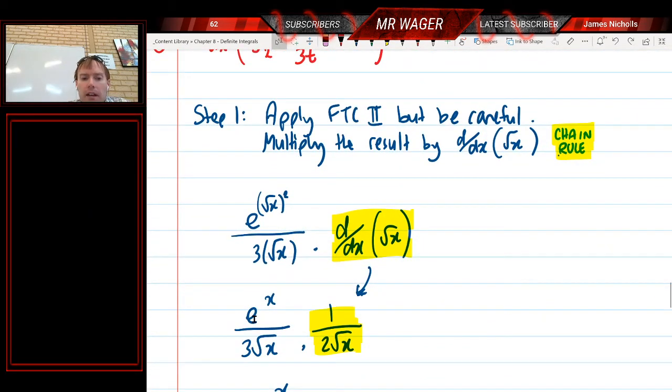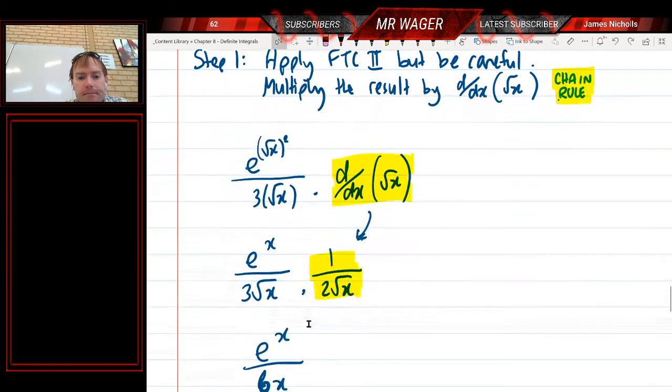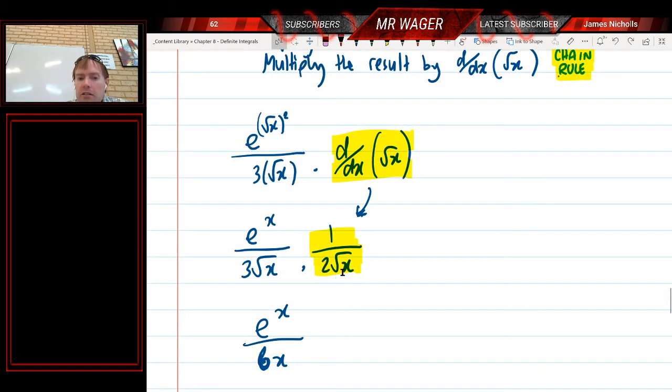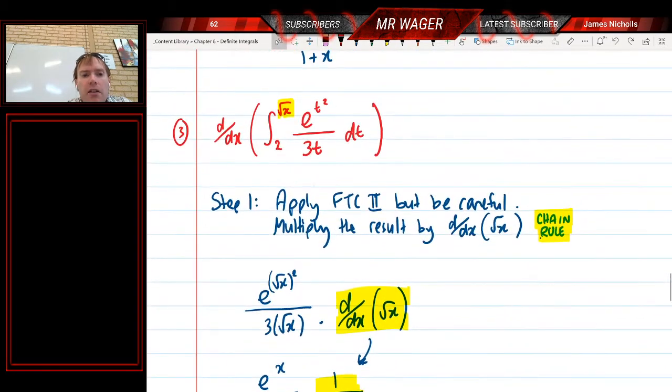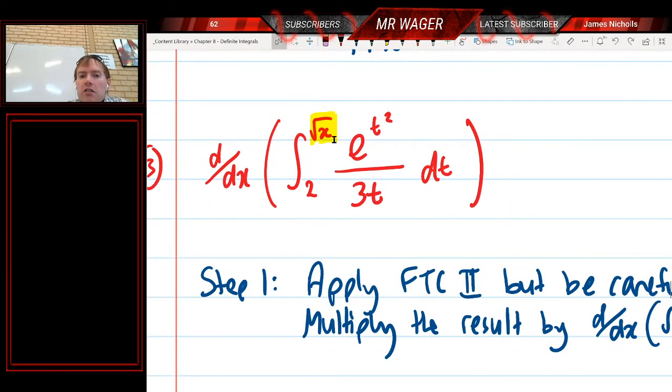So that becomes e to the x on the top, because when you square root x and then square it, it becomes just x. And the derivative of square root of x is this thing over here, 1 over 2 square root of x. If I multiply these two together, you get square root of x times square root of x on the bottom, which is just x, and 3 times 2 is 6. So whenever you've got a function where the upper bound is not just a straightforward x, we should substitute it into our function and then multiply by the derivative of the actual upper bound.